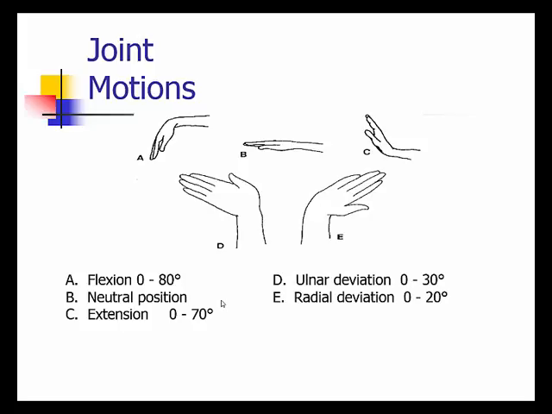All of these will have more of a soft end feel once you get to the end of that range of motion. However, the one that does not is radial deviation. The reason is because of the bony block that happens.